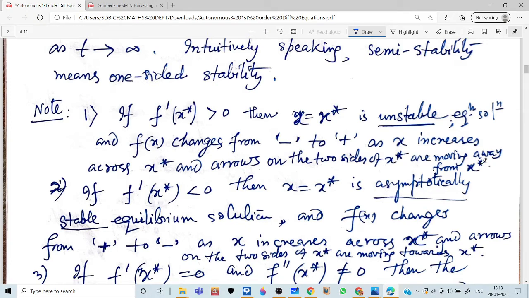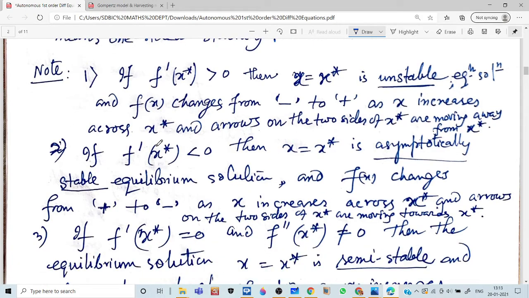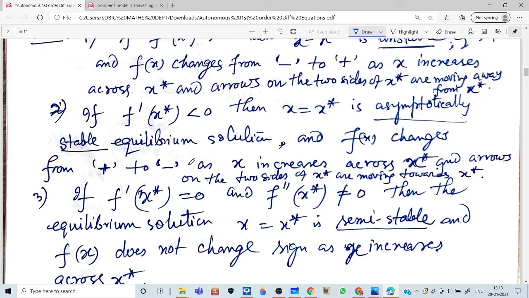If f'(x star) is less than 0, then x is equal to x star is an asymptotically stable equilibrium solution, and f(x) changes from positive sign to negative sign as x increases across x star, and arrows on the two sides of x star are moving towards x star.